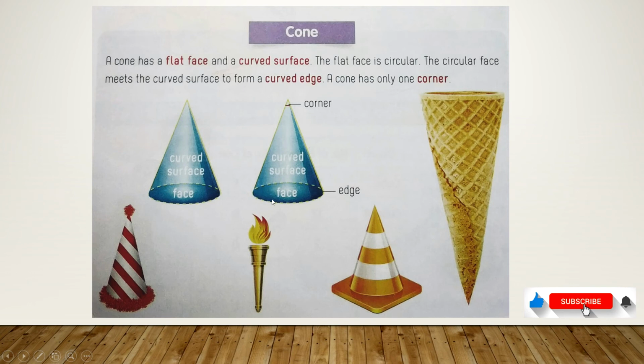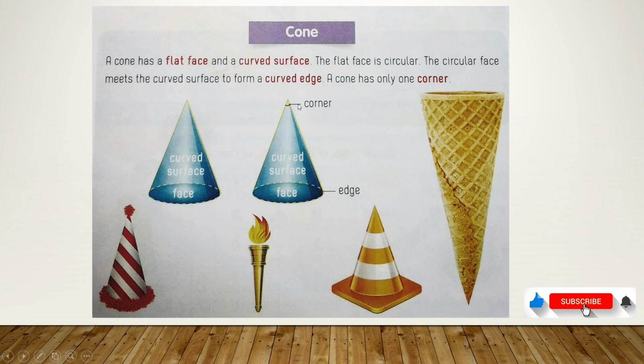As we have seen in the cylinder, this flat face is also circular. You notice the yellow dots represent one edge, and this is circular in nature. A circular face meets the curved surface to form a curved edge. So this circular face meets the curved surface to form a curved edge.